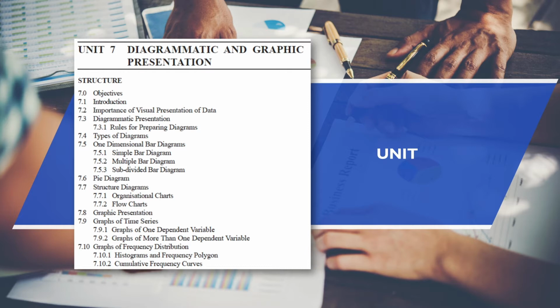Now we are concentrating on graphical presentation, which is the innovative way of presenting the data. It could be in the form of ogive, histogram, frequency polygons, or other ways that we are going to talk about in the coming slides. And then we have graphs of time series, which cover graphs of one dependent variable and graphs of more than one dependent variable. This is a very important ingredient. Then you have graphs of frequency distribution, where histogram, frequency polygon, and cumulative frequency curves are taken care of.